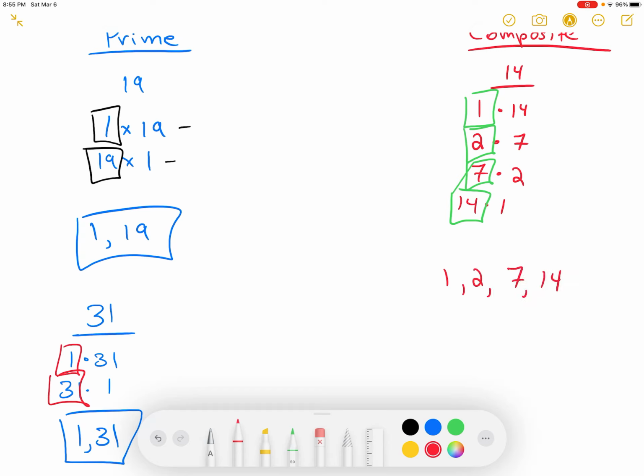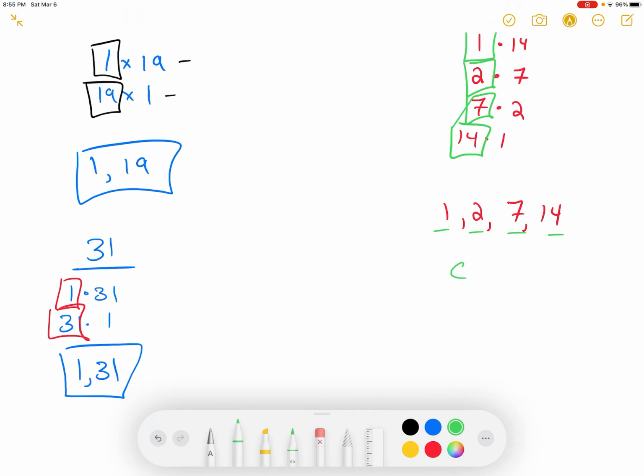As you can see, there are far more than just 2. There are 4 factors here. Therefore, it is a composite.